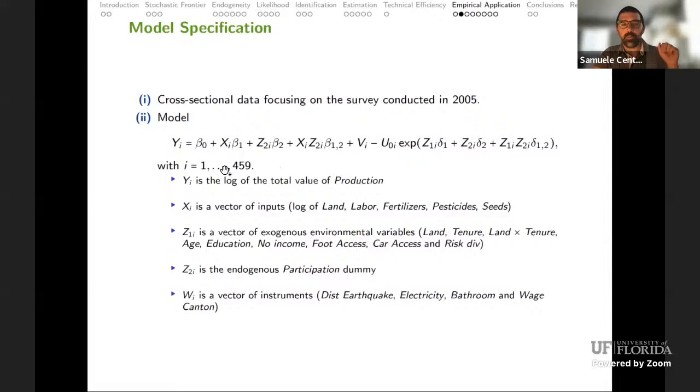So we have 459 farmers, including control and treatment group. If I am not wrong, the percentage of treated is about 40% of the total. Again, inputs are land, labor, fertilizer, pesticides, and seeds. We control for a lot of environmental variables, a lot of Z. We control for land because we think that the amount of land that you have is also going to affect the inefficiency, especially if your land is subject to erosion.